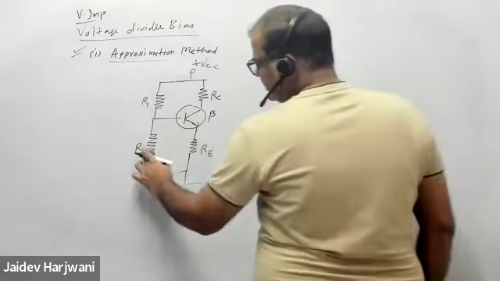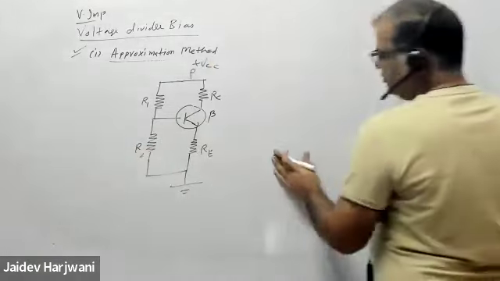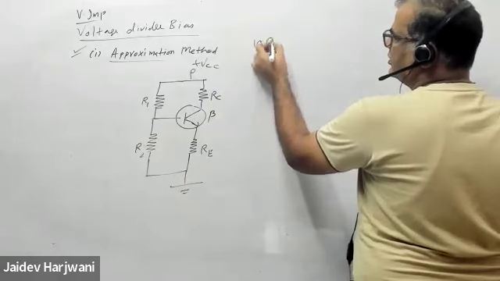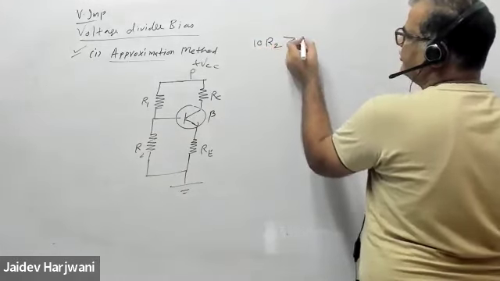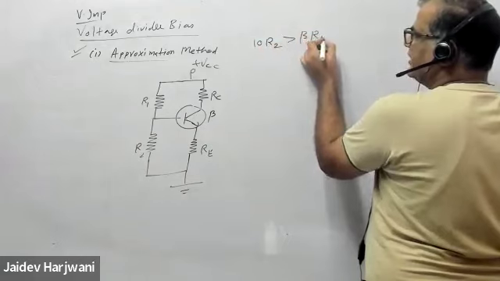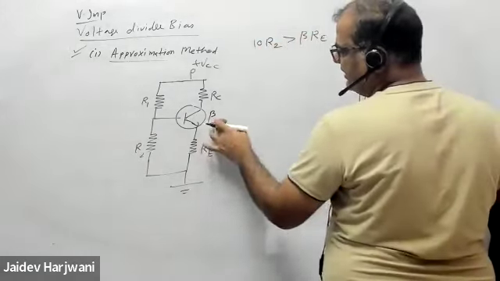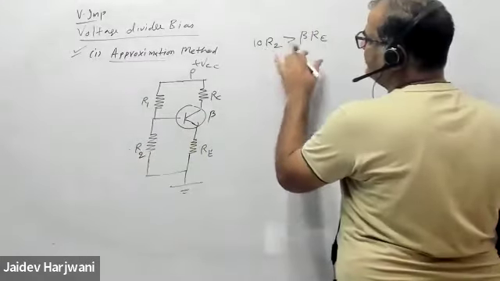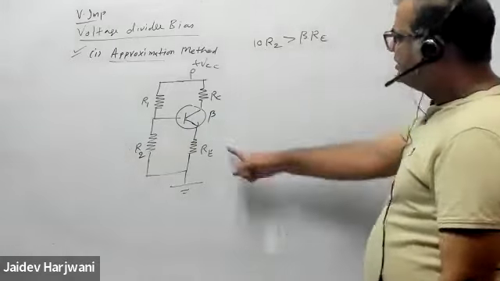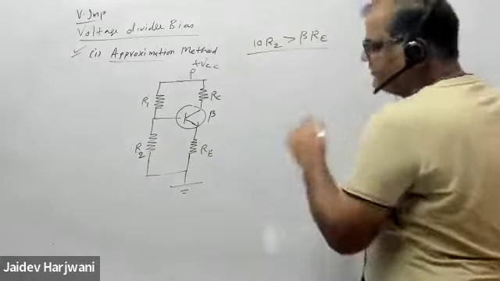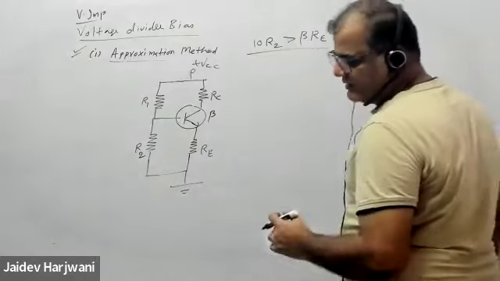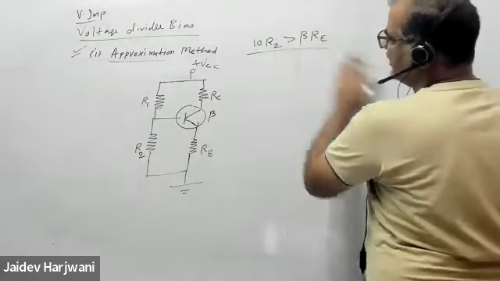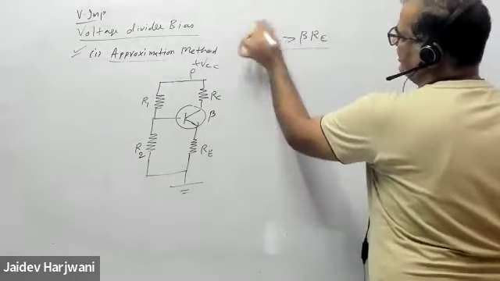Whenever you apply this method, you have to check that 10 times R2 should be greater than beta RE. Whatever resistance is here, multiply by beta, beta RE. If this condition is satisfied, then this method is almost equal to the accurate method. The error will be less. Otherwise, the error will be high. So this is the condition for the approximation method.